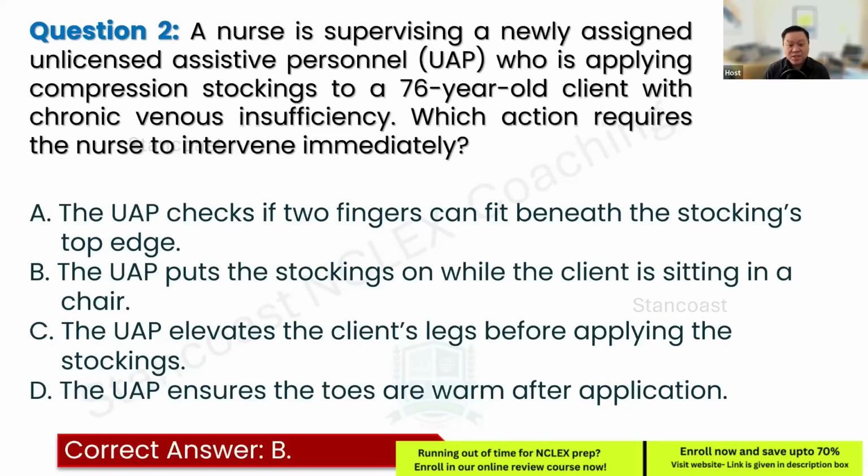Now, for this test question, your focus is on actions that indicate improper technique that will contradict the purpose of compression stockings. Question number three.